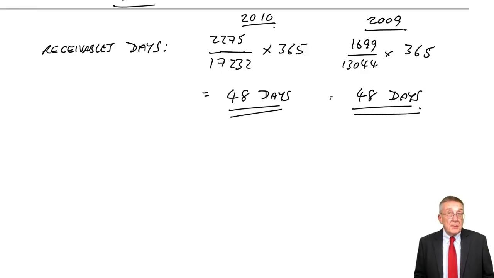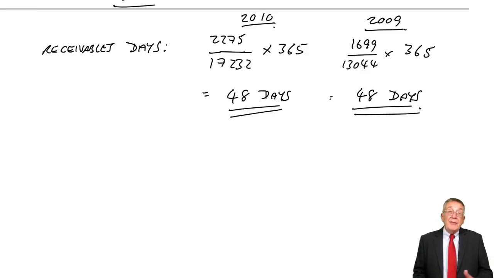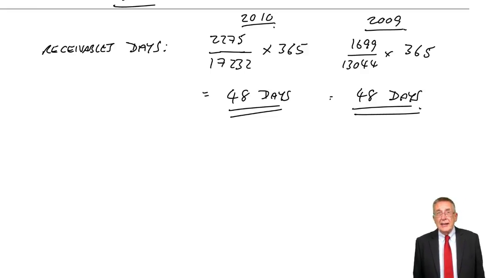You want it to be as low as possible. The faster you collect your money in, the better. So if it was going up, I'd want to know why. I'd perhaps be a bit worried if it was going down. If you like, I'd be happy.